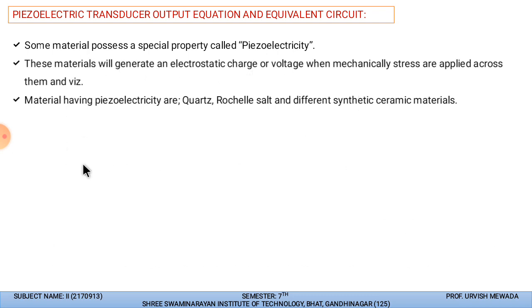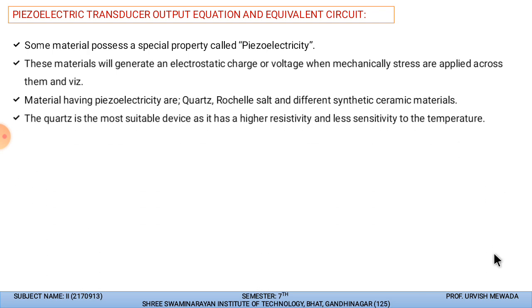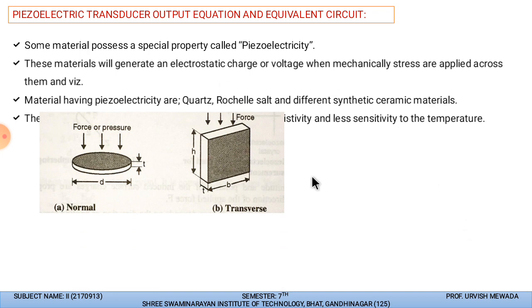We have different types of materials that offer the piezoelectric and piezoresistive effect. The materials are quartz, Rochelle salt, and synthetic ceramic material. But quartz has good sensitivity, so we generally use quartz material for the piezoelectric transducer. Quartz is more suitable as it has higher resistivity and less sensitivity to temperature. As temperature increases, the output voltage will decrease, so it can resist more temperature. So we use such material for the piezoelectric effect or piezoresistive effect.